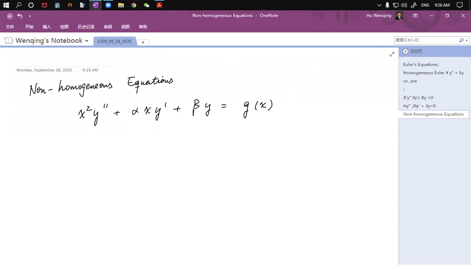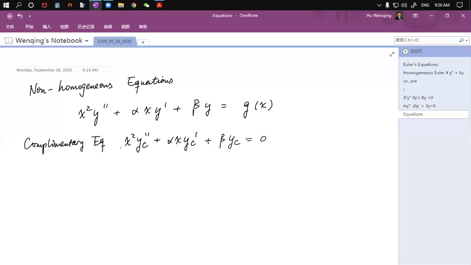So by our general theory, we should start with the complementary equation, which is x squared yc double prime plus alpha of x of yc prime plus beta of yc is equal to 0. As long as you have the complementary equation, you can say yc of x is c1 y1 of x plus c2 y2 of x. Remember, this is homogeneous, right? So this is homogeneous.